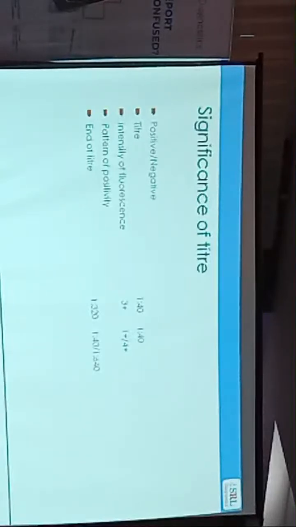So you can save your resources, and likewise, till the last titer, till there is no positivity, that will be the last titer. Again, in the second scenario, if it is 1 is to 40, but your intensity is 1 plus, then you have to do 1 is to 80, 1 is to 160, 1 is to 320, likewise.